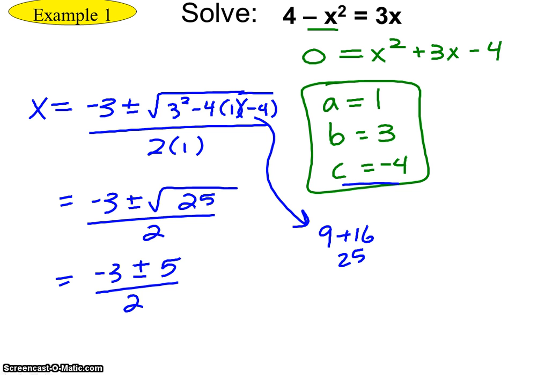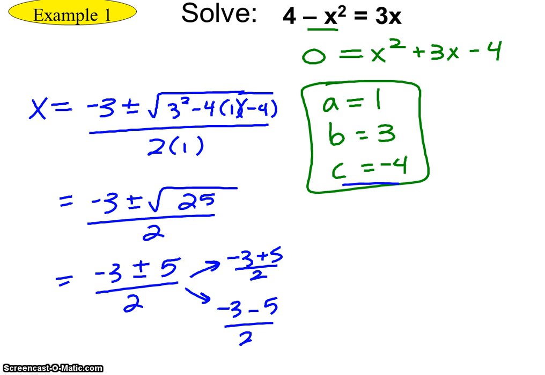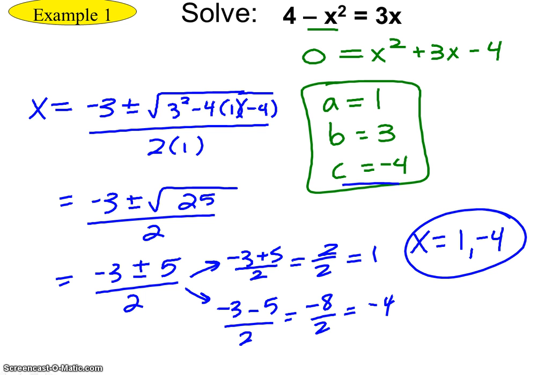And now with those two answers, I would like you to go ahead and solve for both of them. Negative 3 plus 5 over 2 and negative 3 minus 5 over 2 gives you an answer of 2 over 2, which is 1, and negative 8 over 2, which is negative 4. So your values are going to be 1 and negative 4. Both of those answers will work when you plug it into the original problem.